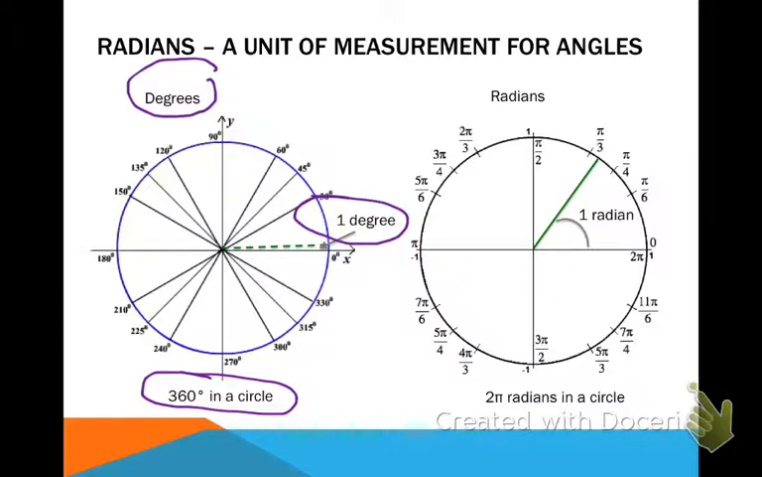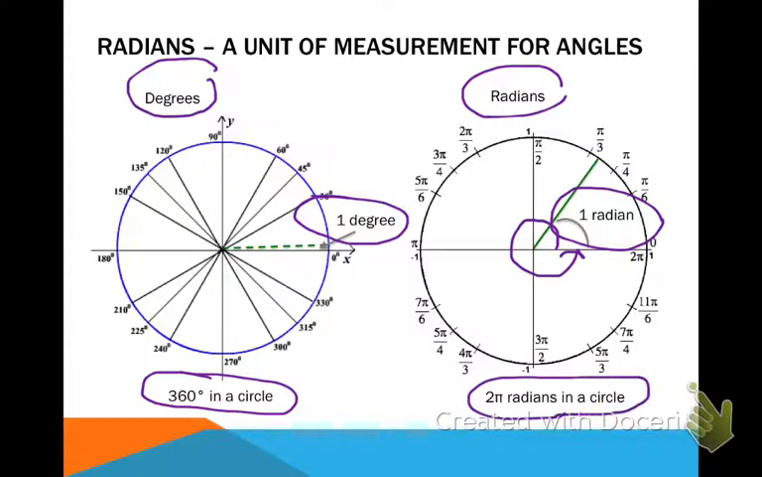Now, notice the circle on the right. The markings are in radians. And notice that 1 radian is a lot bigger than 1 degree. Also, in a circle, if we create an angle that does a full rotation, there are 2 pi radians in that angle. Now, how does that work?